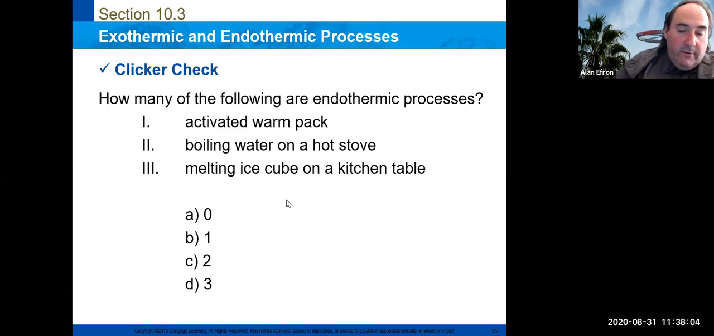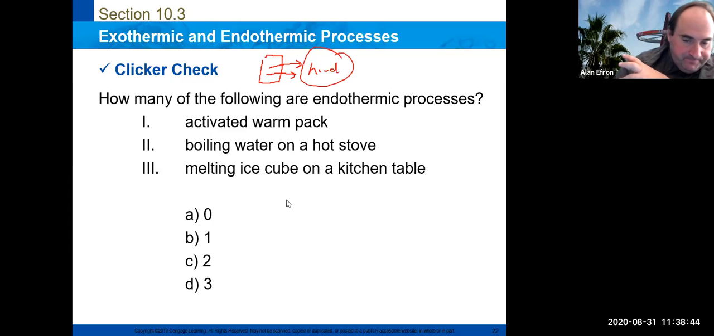How many of the following are endothermic processes? So take a second and think. So here again, we'll take a look at these. If we activated a warm pack, right, for it to be warm for you, it needs to give off energy to your hand, for example. And because it needs to give off energy to your hand for your hand to gain all that energy and start to feel warm, that means that the actual reaction itself would be an exothermic process to do that, right?